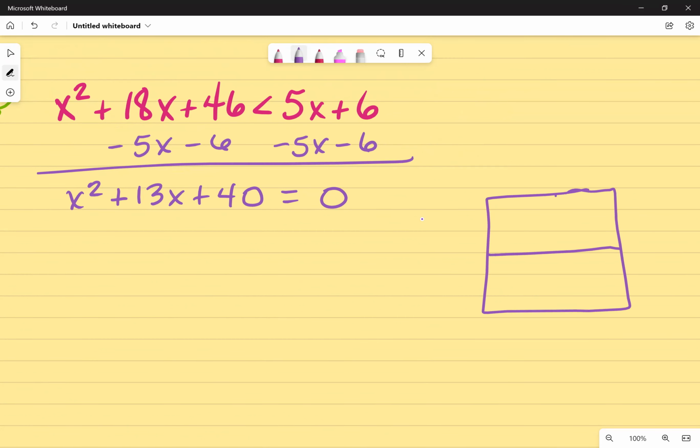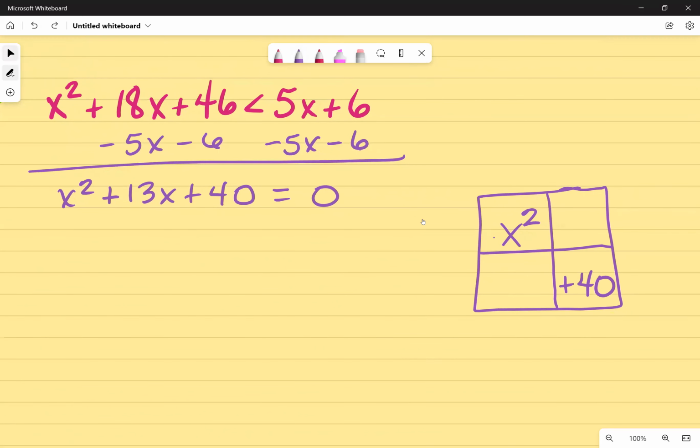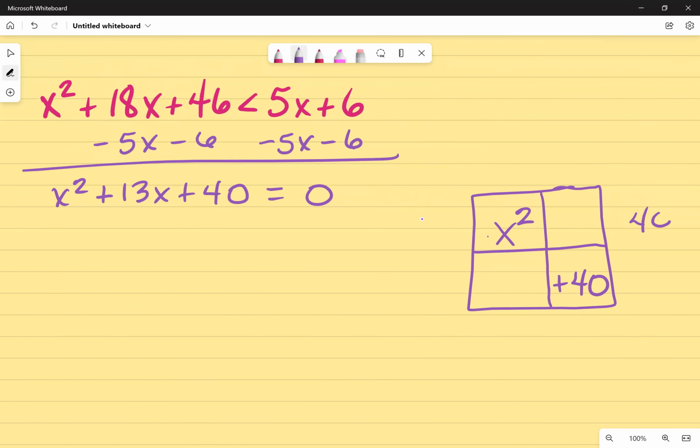I'll alternate between the two. First term goes in the first box, last term goes in the last box. I multiplied the two numbers. It's understood to be a 1 here. I don't have to write that, but it's just understood. So 1 times 40 is going to give me a 40.